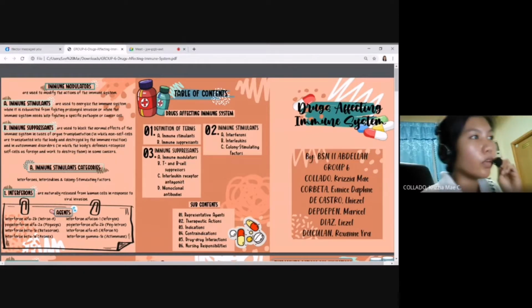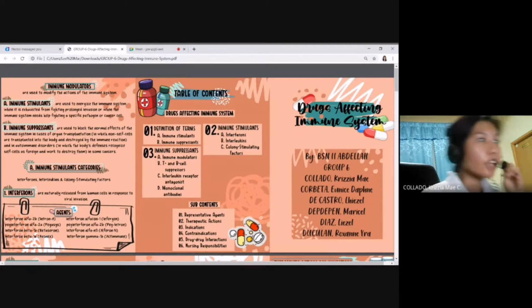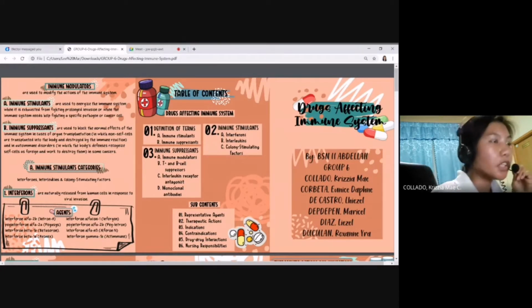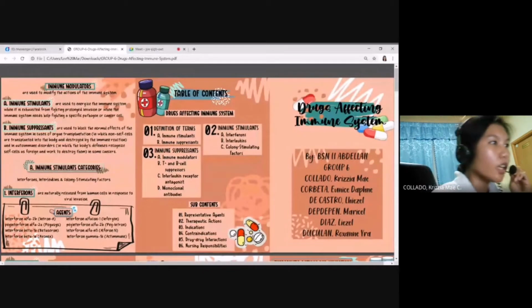They are the interferons, the interleukins, and colony stimulating factors. Interferons are naturally released from human cells in response to viral invasion. So, what are the agents?